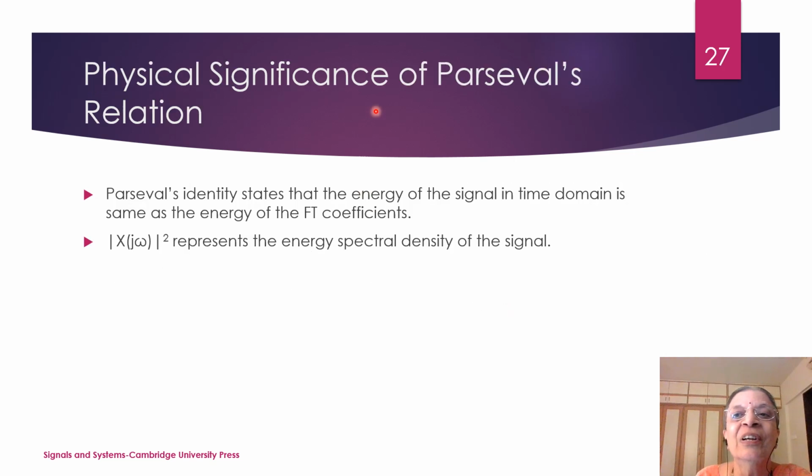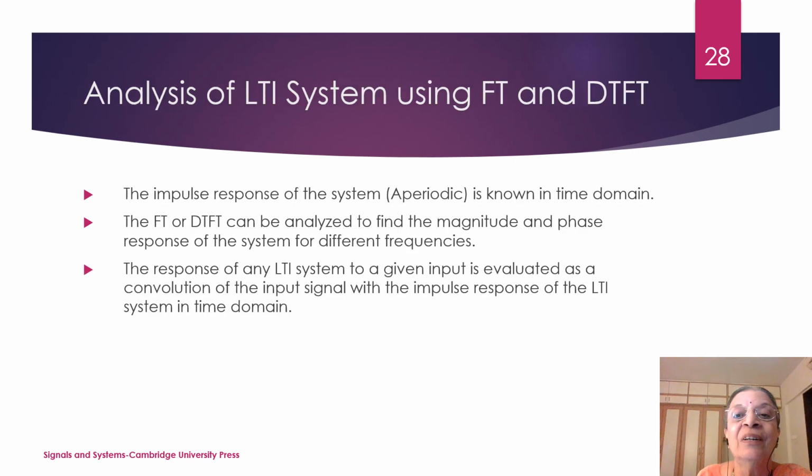Physical significance of Parseval's theorem. Parseval's identity states that the energy of the signal in time domain is the same as the energy of the signal in the Fourier coefficients. Mod of X(j omega) squared represents the energy spectral density of the signal. All these properties will also hold good in case of DTFT, the discrete time Fourier transform.